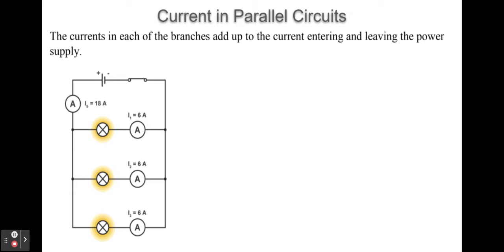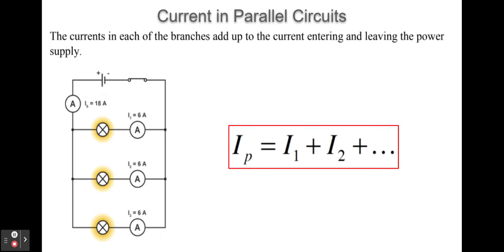So if 18 amps were flowing from the battery, then that 18 amps is going to have to split three ways. And again, if the components have equal resistance, then the current through each branch will be the same. If one has a larger resistance than the others, then less current will flow through it and more through the others. However, the total current in a parallel circuit will be equal to the sum of all the currents in each of the branches added together.